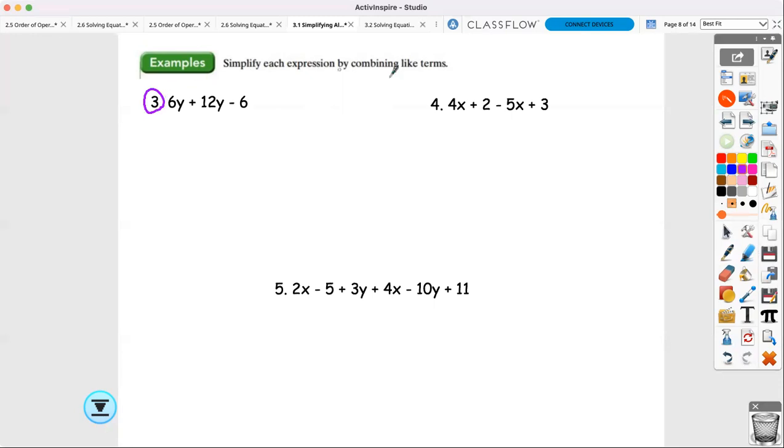Yeah, this is example 3, example 4, example 5. Example 3 says 6y plus 12y minus 6. Example 4 says 4x plus 2 minus 5x plus 3. And then 5 is 2x minus 5 plus 3y plus 4x minus 10y plus 11. All right, this is going to be some juicy examples, class. Let's see how they go.